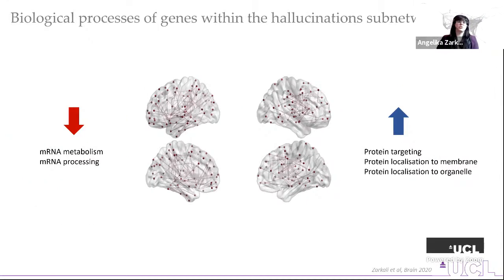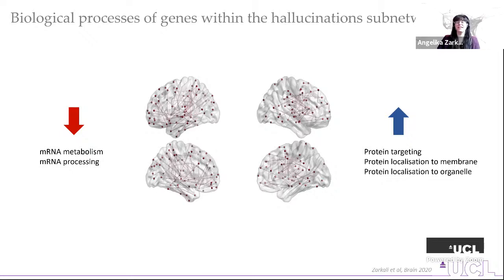And when we did that, we actually found specific biological processes that these genes were serving, specifically in the regions that were affected in Parkinson's hallucinations, so they were in the subnetwork. So it reduced expression of genes related to mRNA metabolism and processing, and they showed increased expression, more than other regions, of genes related to protein targeting and localization.